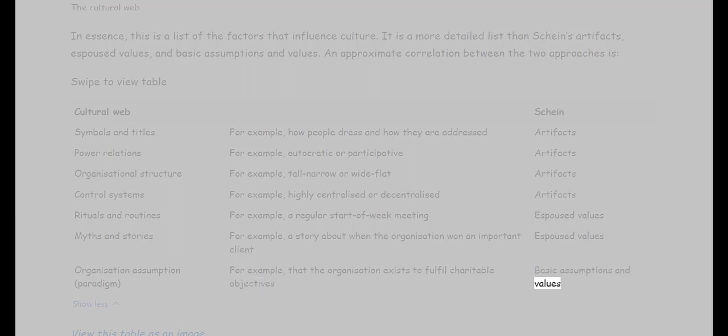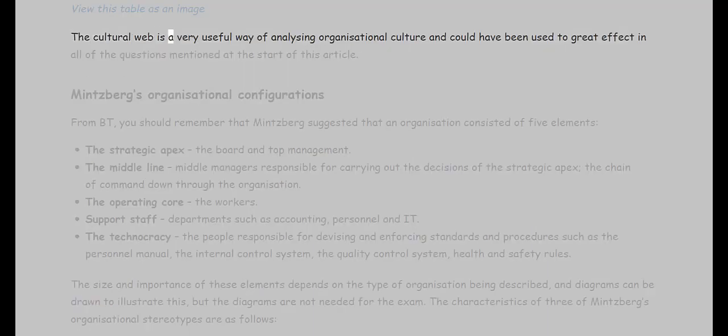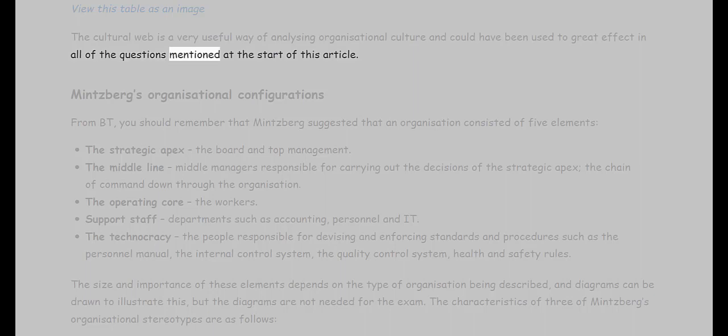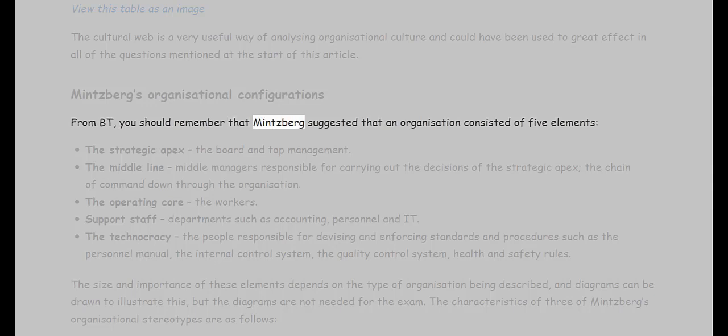Basic assumptions and values. Cultural web is a very useful way of analyzing organizational culture and could have been used to great effect in all of the questions mentioned at the start of this article. Mintzberg's organizational configurations. From BT, you should remember that Mintzberg suggested that an organization consisted of 5 elements.